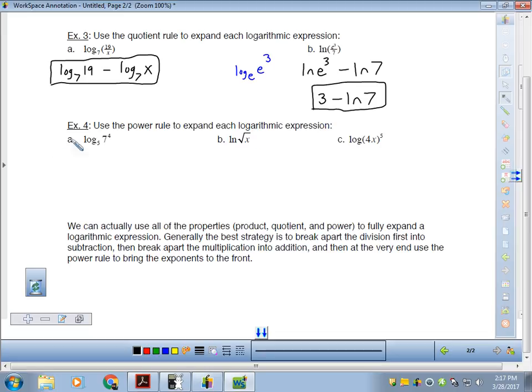Okay. Example 4 asks us to use the power rule to expand each logarithmic expression. So we have log base 5 of 7 to the 4th power. So we can take the power, bring it to the front, and it becomes 4 log base 5 of 7.